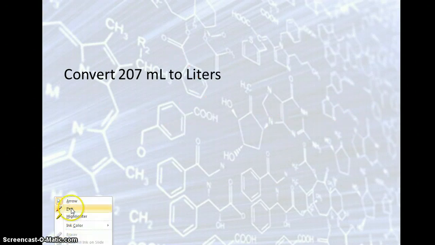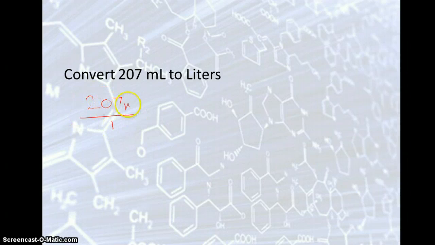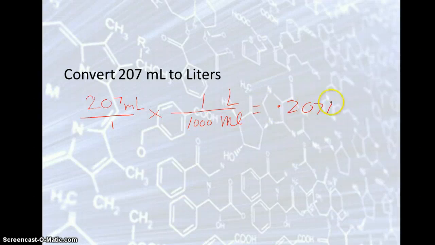All right, let's convert 207 milliliters to liters. Okay, so I'm going to write down 207 over 1. Make sure you have the milliliters with the unit. Don't want a naked number. And let's find our conversion factor that relates milliliters and liters. So milliliters is going to go on the bottom, so I want to get it canceled, and liters is going to go on top. There's 1,000 milliliters in 1 liter. Take 207 times 1, divided by 1,000, and that equals 0.207 liters.